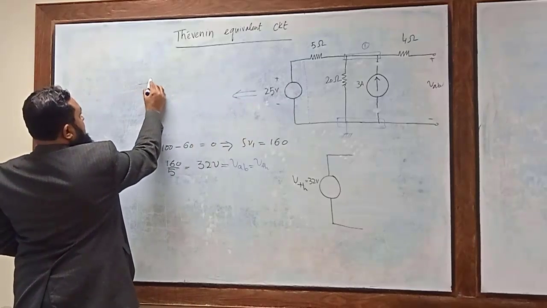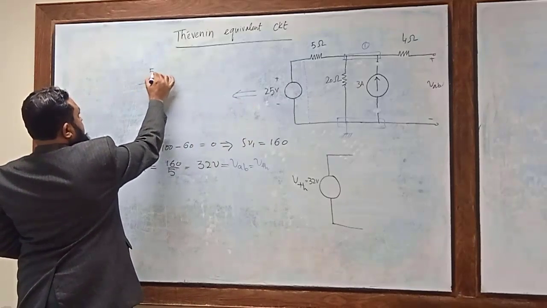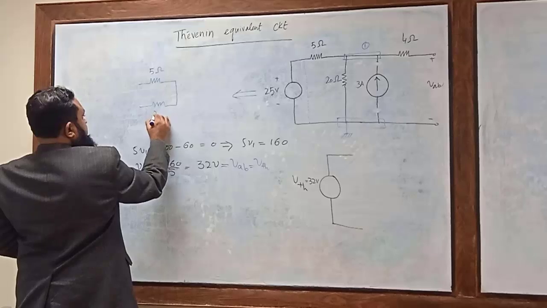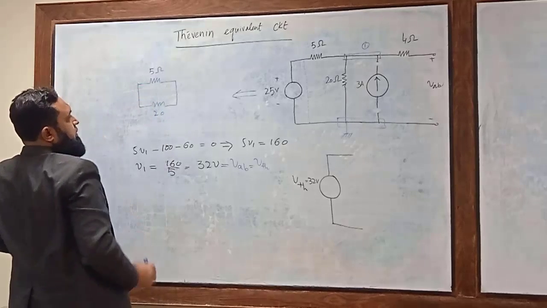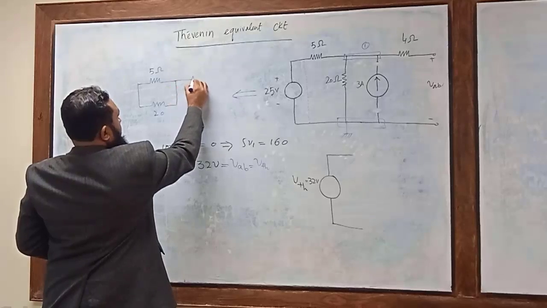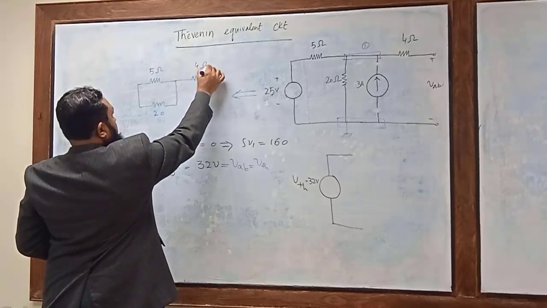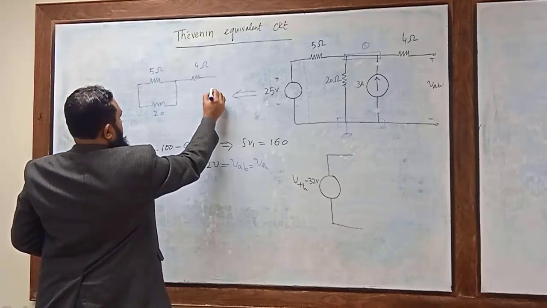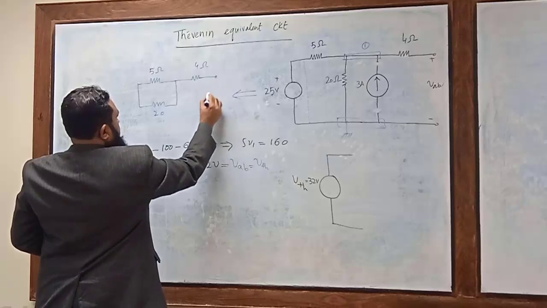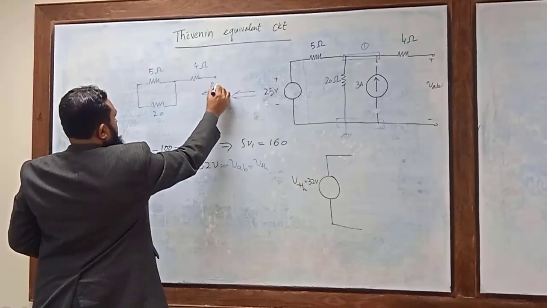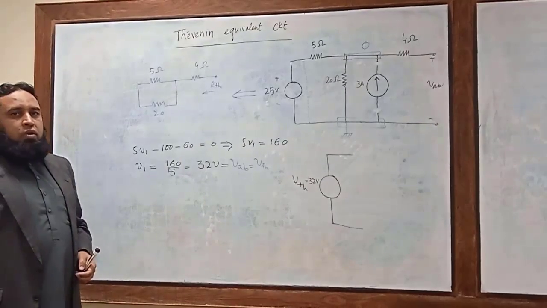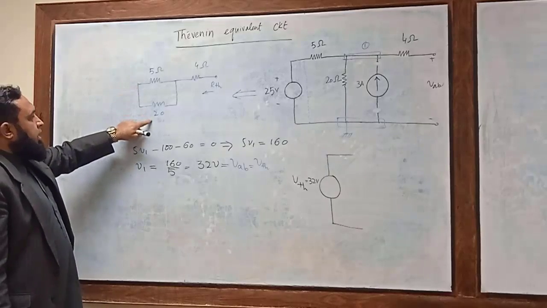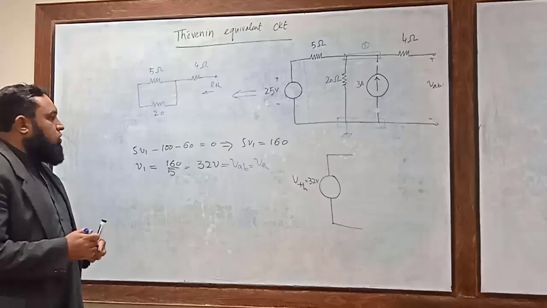This will be something like this: 5 ohm resistance, 20 ohm resistance, they are shorted, and you have 4 ohm resistance. Okay, so for the terminals, you can just see the equivalent resistance, and this equivalent resistance would be exactly like this. So 5 ohm in parallel with 20 ohm, in series with 4 ohm resistance.